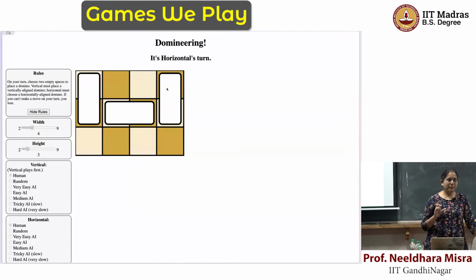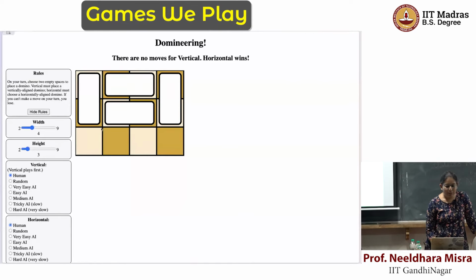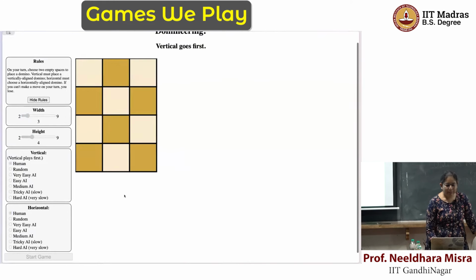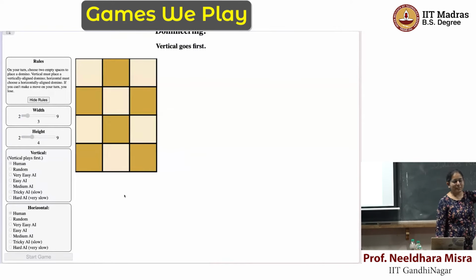Yeah, it's a fat board, so horizontal has an advantage. Long board is better for horizontal, even though they're playing second. Okay, let's switch it out, make it nicer for them. Okay, let's give them vertical. You guys have been fair.